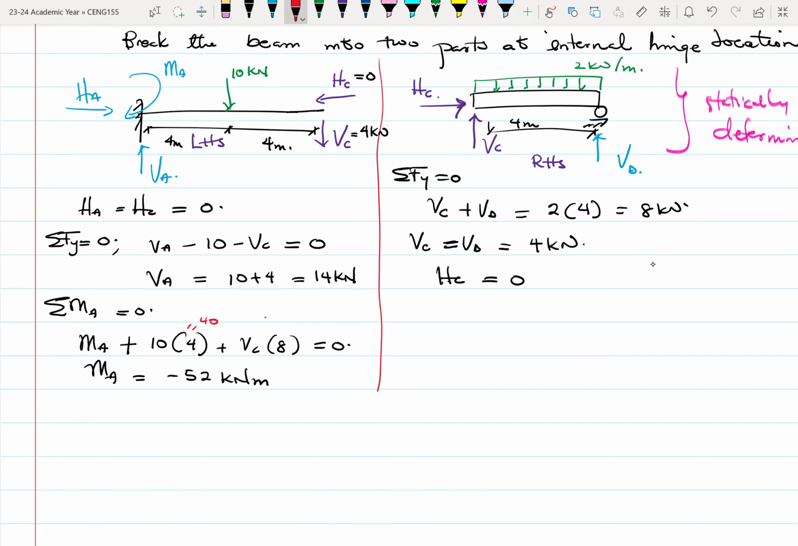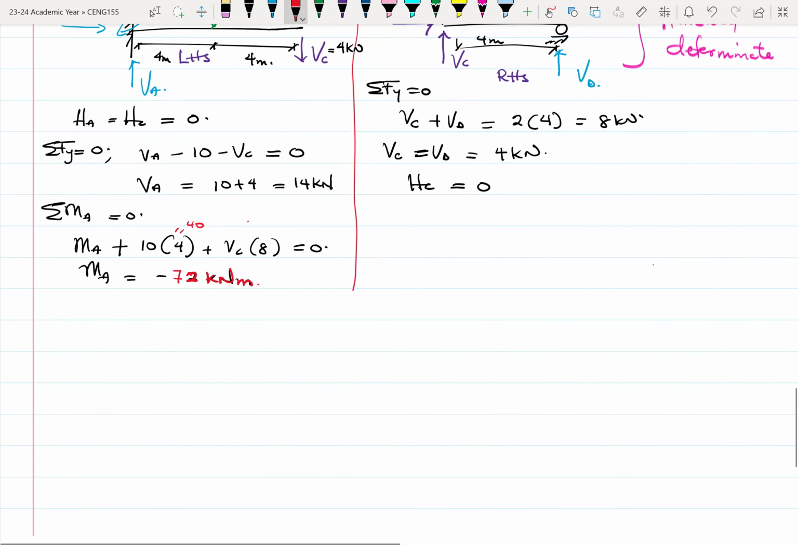Am I correct? Someone can confirm my answer for me if I'm right. 10 times 4 plus 4 times 8. Oh, 72, sorry. Great. Okay, so 72 kilonewton meter. All right, so this becomes our bending moment value.